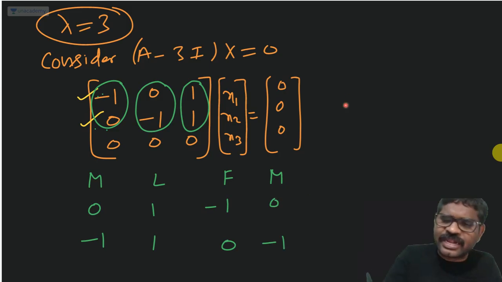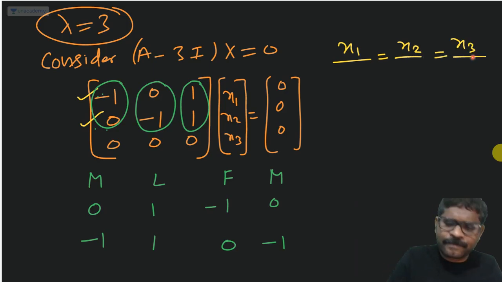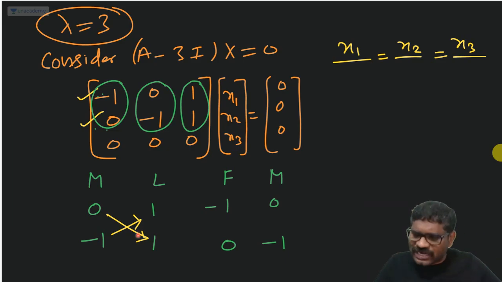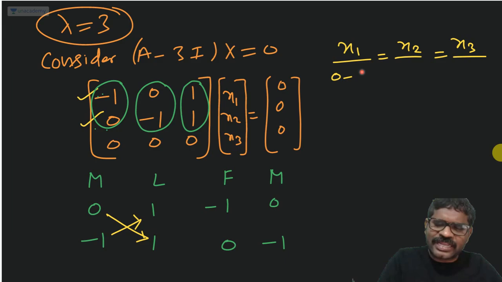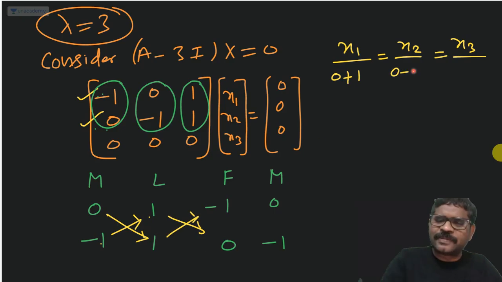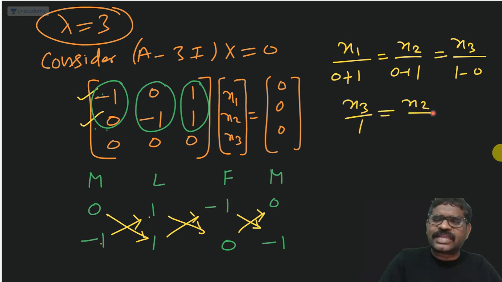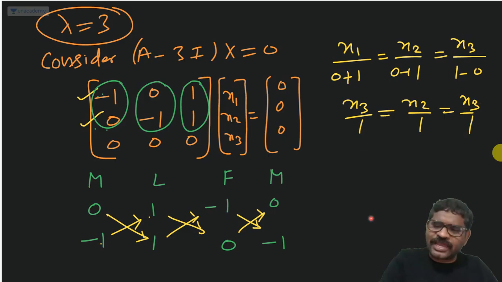Apply the AD minus BC technique. This product minus this product. Tell me, 0 into 1, 0, minus 1, that will become 0 plus 1. This product 0 plus 1. This product 1 minus 0. So x3 by 1, x2 by 1, x3 by 1. So the eigenvector is nothing but 1, 1, 1.